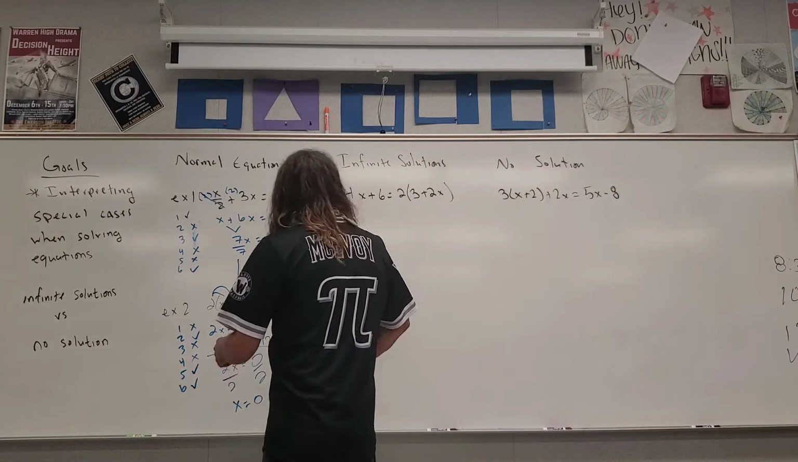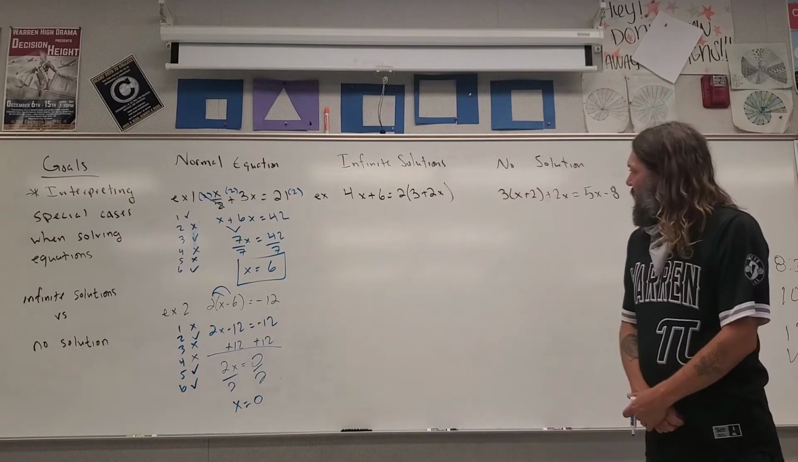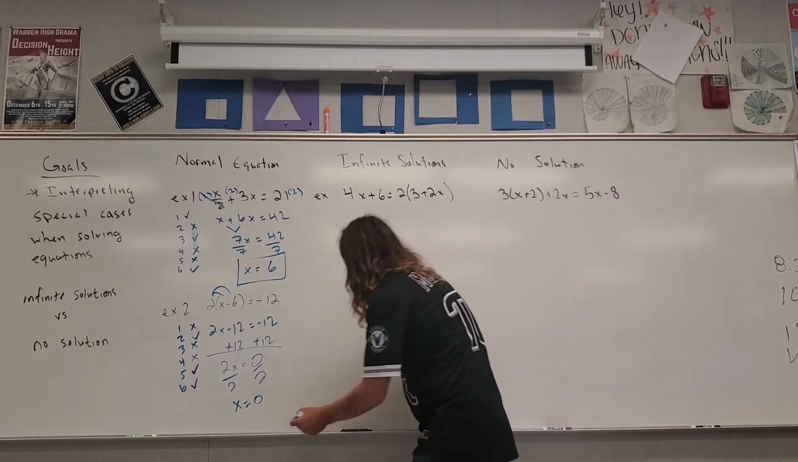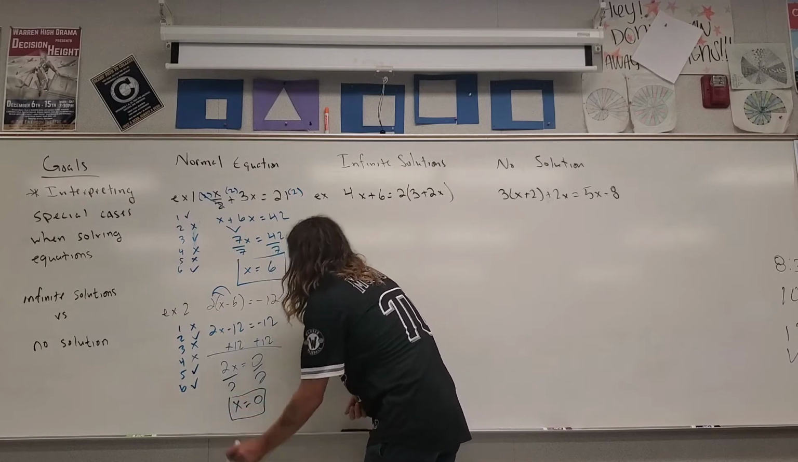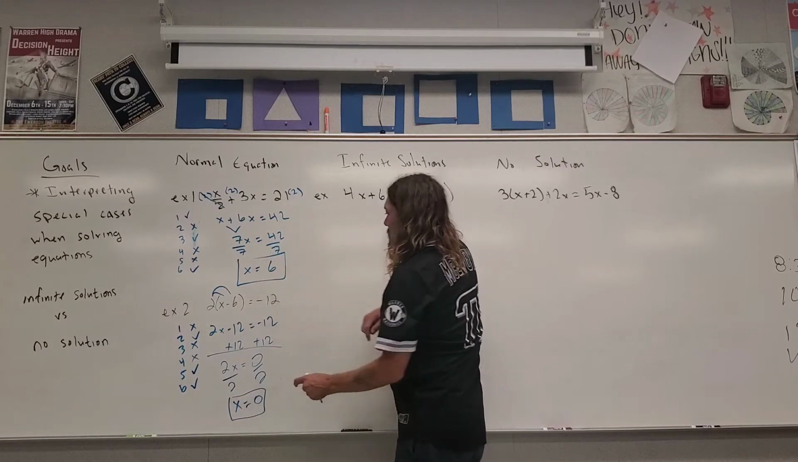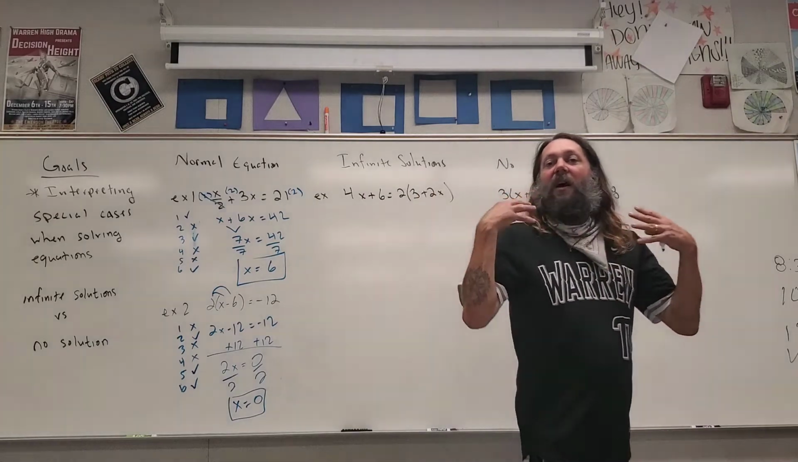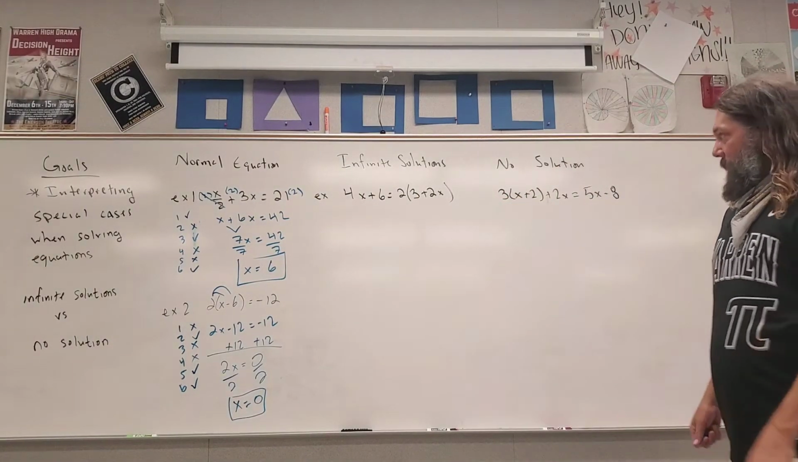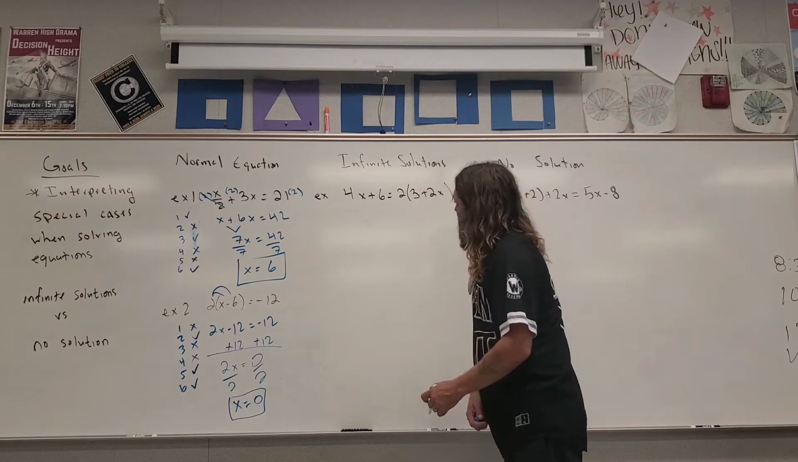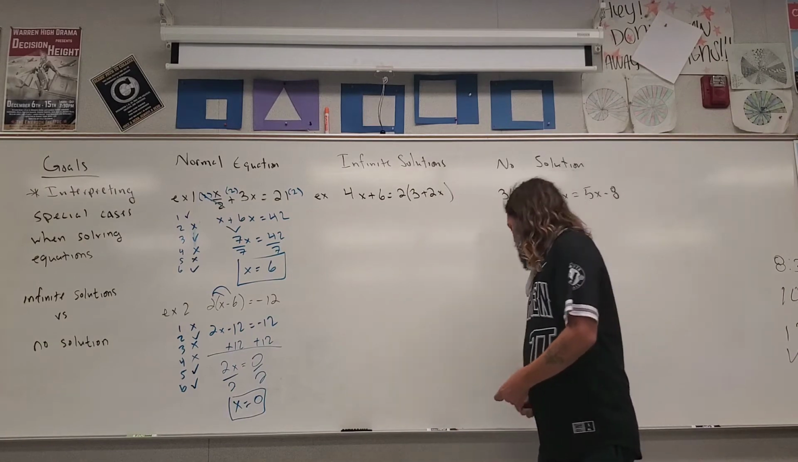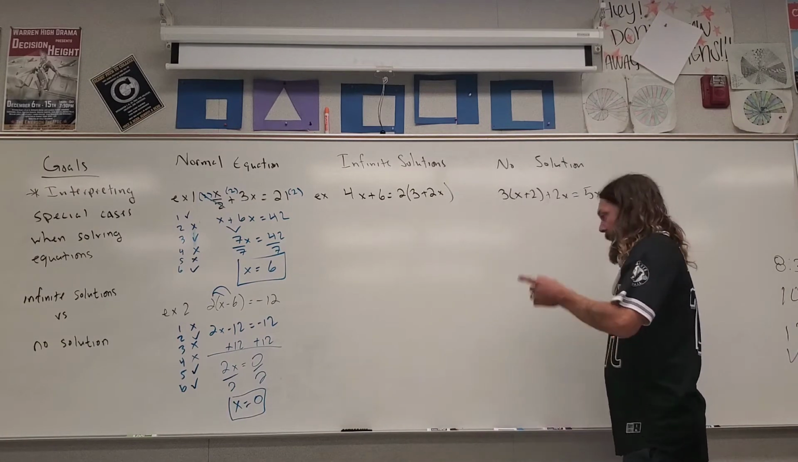All right, so this is just the normal equations I wanted to go through there and just stress the fact that we have a variable equaling a number. It could be a positive number, it could be a neutral number, it could be a negative number. It's just a variable equal to a number, okay? So let's move on to solving our infinite number of solutions problem.